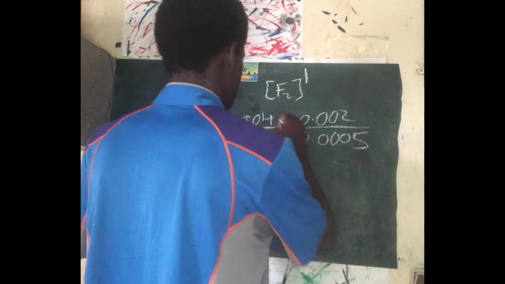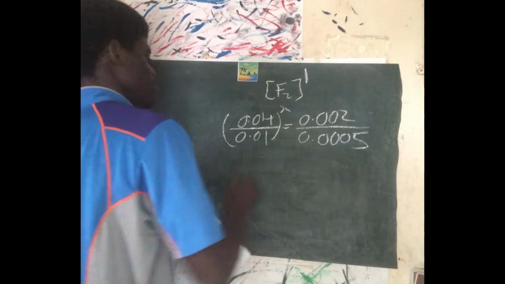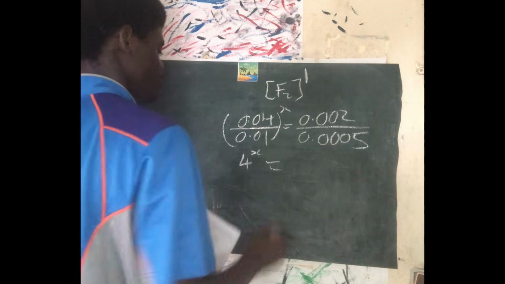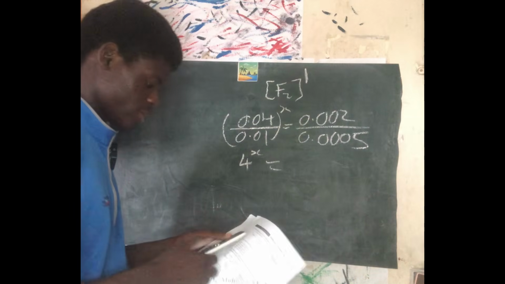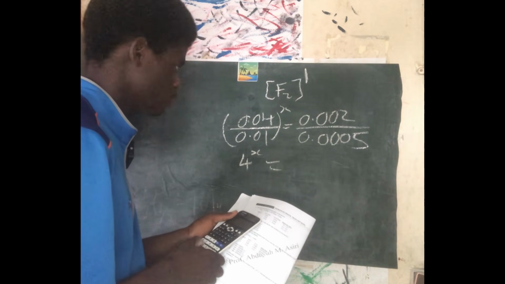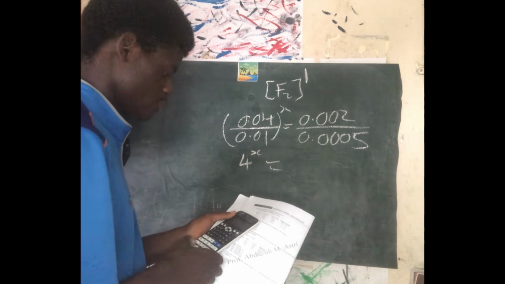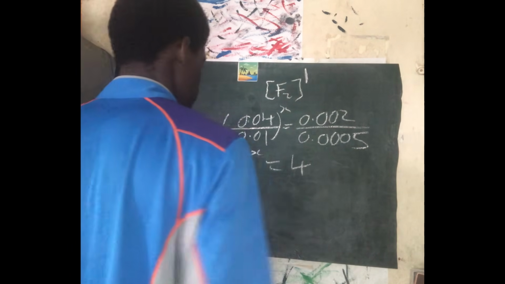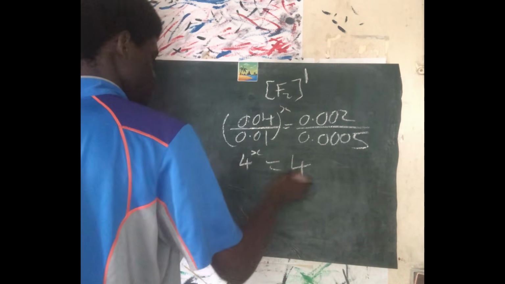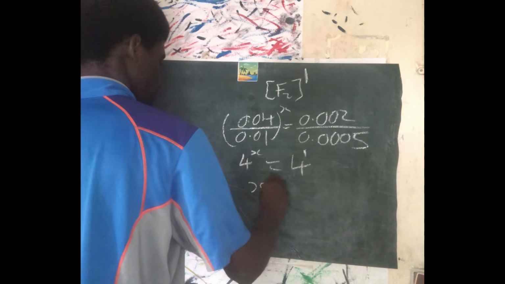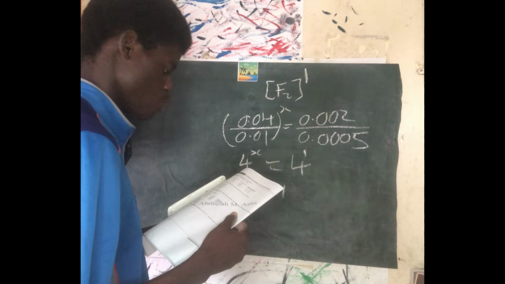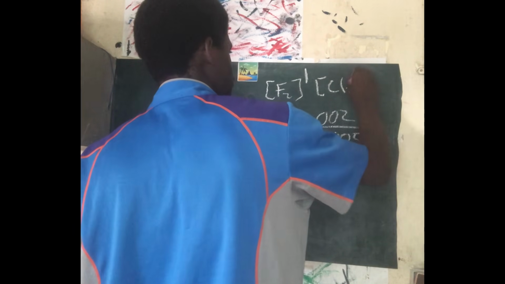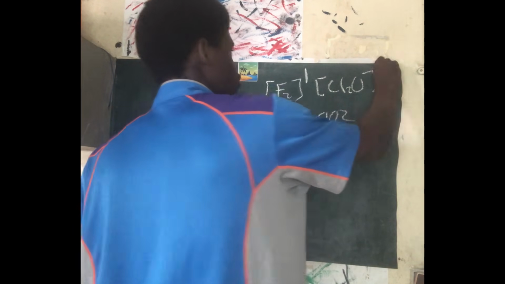0.005. This one we are raising the power of x. From this one, we can just say x is 4. That's 4 raised to the power x is equal to 0.002 divided by 0.0005. That's also 4. Since it's the same thing, that's 4 raised to the power 1. That's x is also equal to 1. That means the order of reaction for the concentration of Cl2 is also 1.